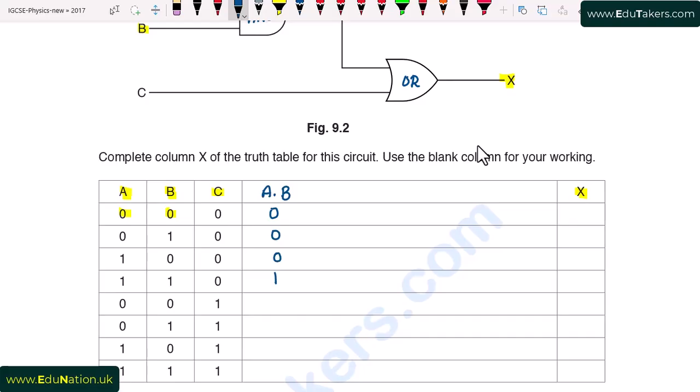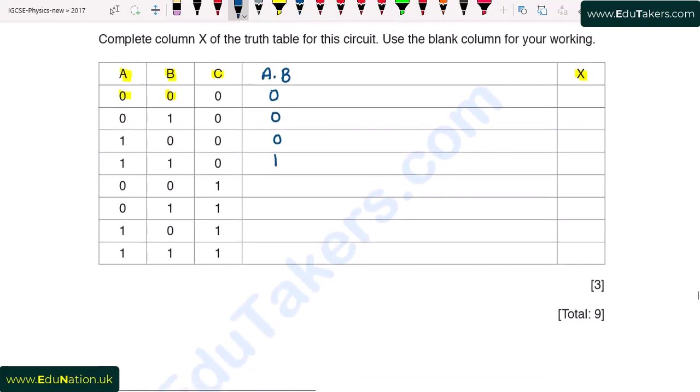Here again 1, 0 and 0. So I write 0, 0 and 1. Here 1 is low input, so it will be 0. Next is 1, 0. Here 0 is again low, so it will be 0. Last one is 1, 1. So both of the inputs are high, so the output will be high. It is equal to 1.